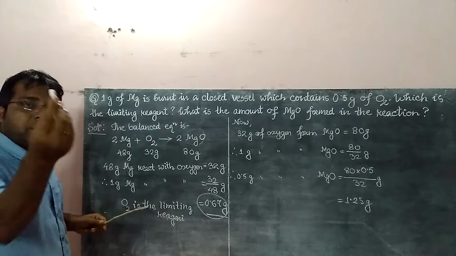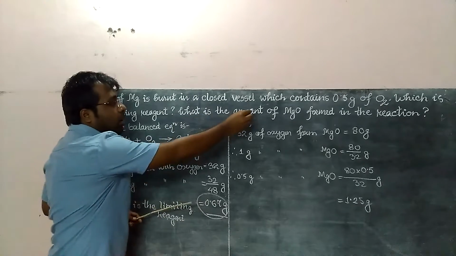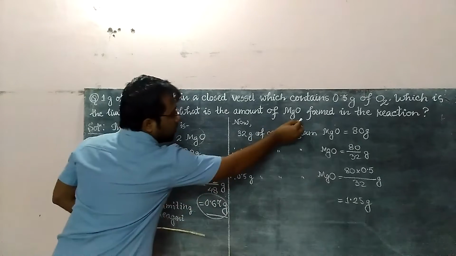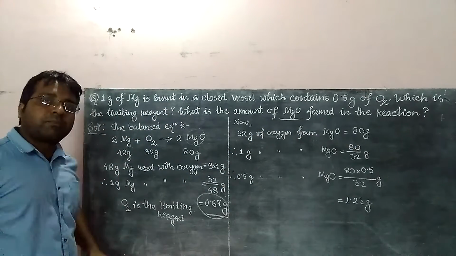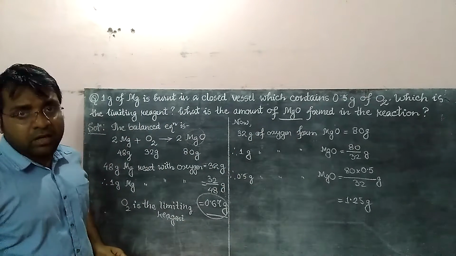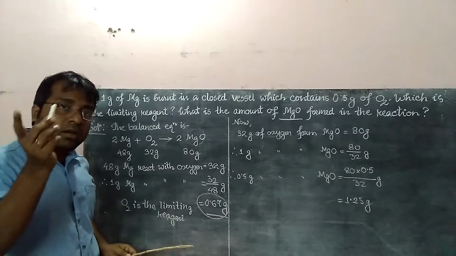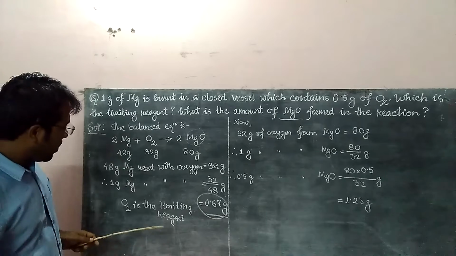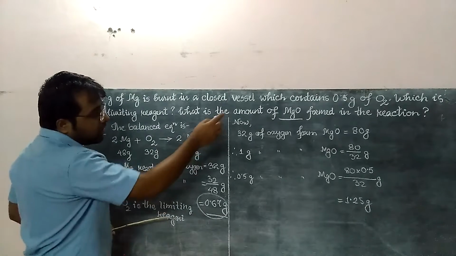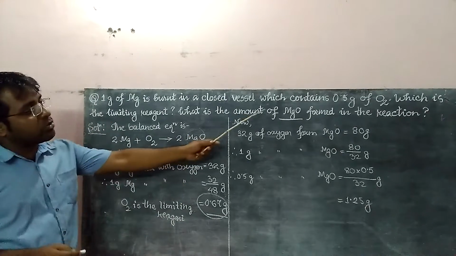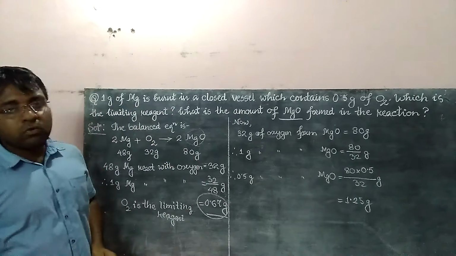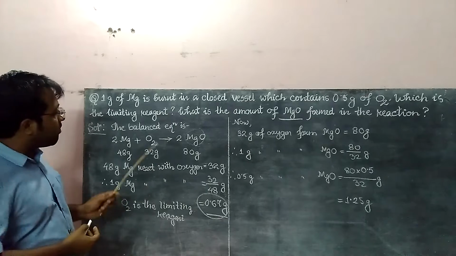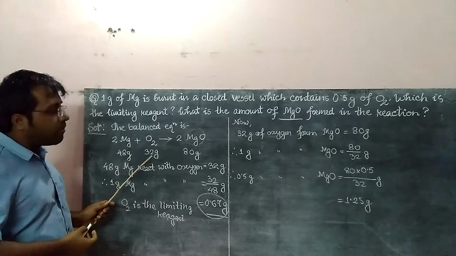Now the next part of the question is what is the amount of MgO formed in the reaction. So the amount of MgO will definitely depend upon the limiting reagent, because the limiting reagent will get completely consumed in the reaction. So by considering the limiting reagent, we have to find out the MgO formed in the reaction. We can do it this way. Since our limiting reagent is oxygen, we will consider the mass of O2, 32 gram.